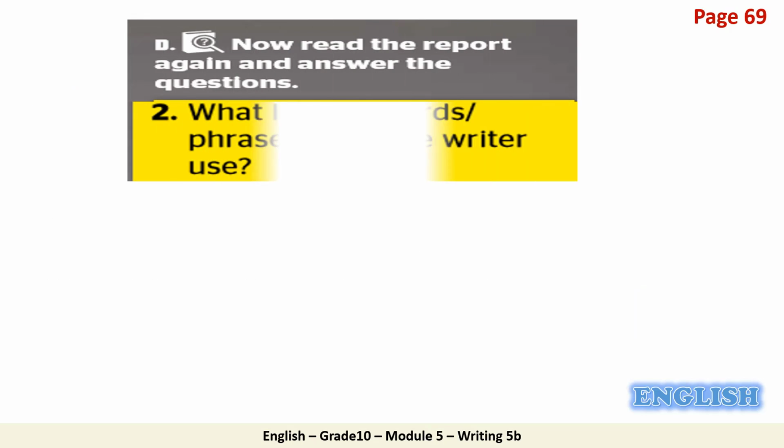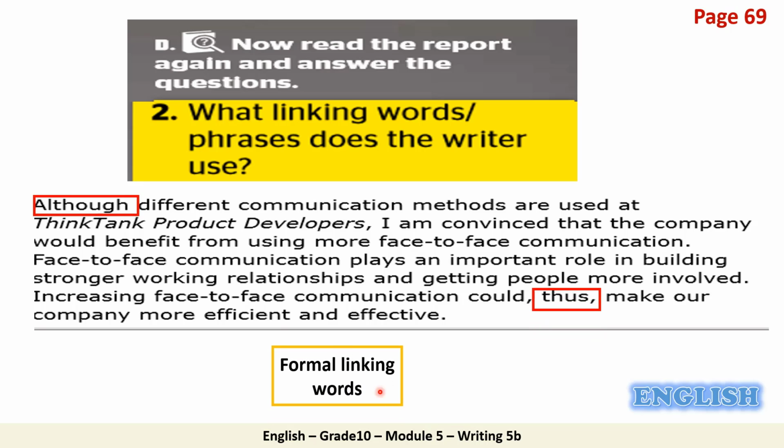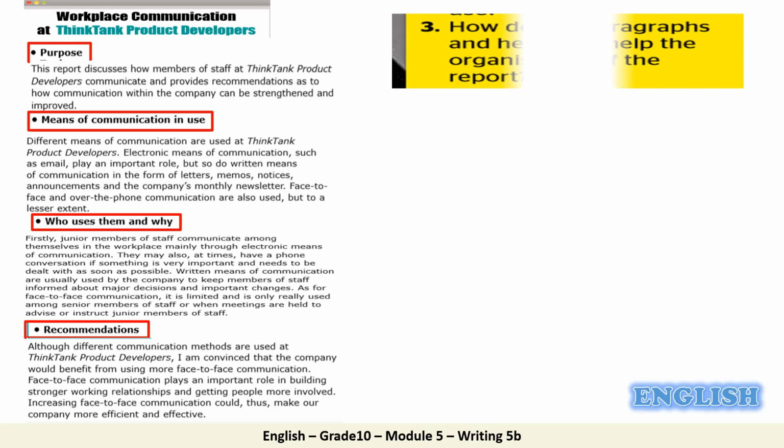Moving on to question 2. What linking words or phrases does the writer use? So I want you to pause for a minute, read through paragraph 4 again, and try to find as many linking words or phrases as you can find. Let's brainstorm your answers. We can say, although, wonderful, and thus, excellent. These are called formal linking words.